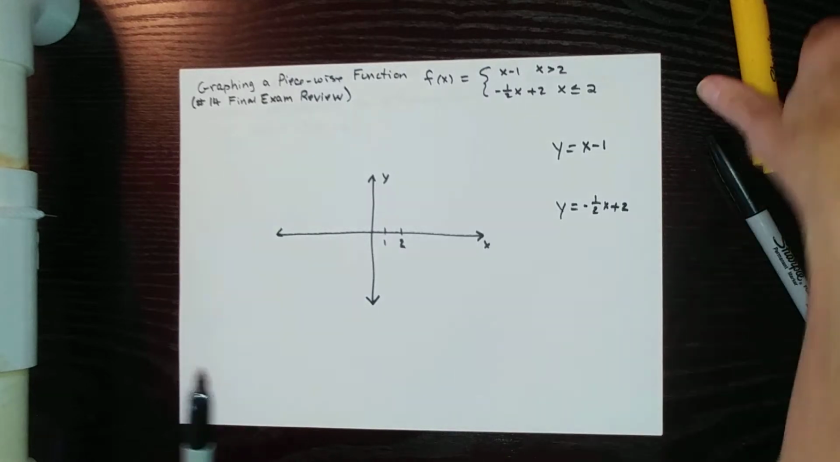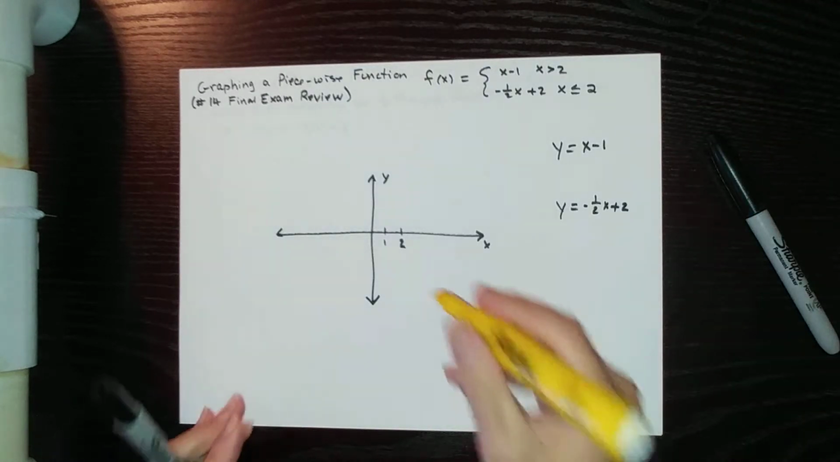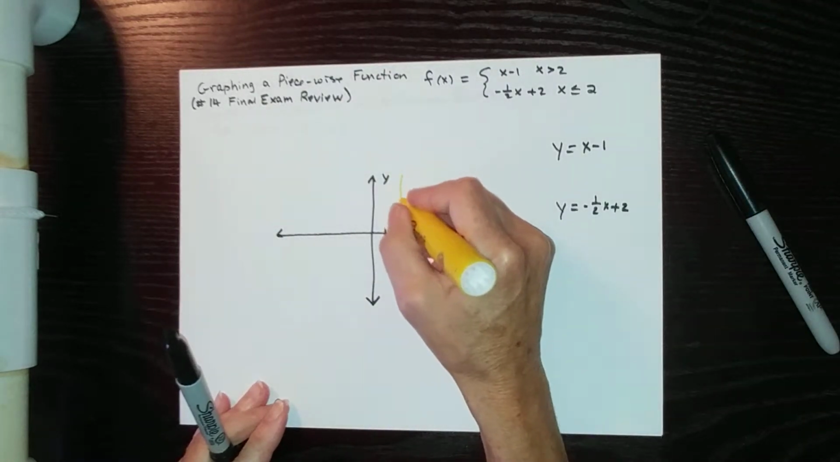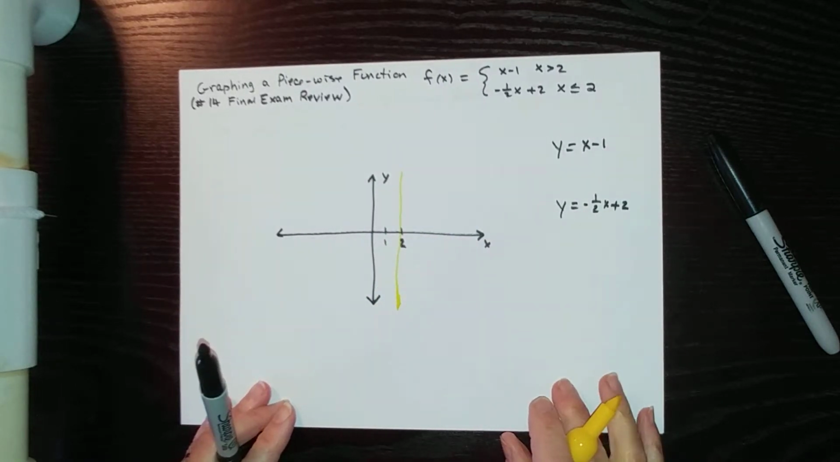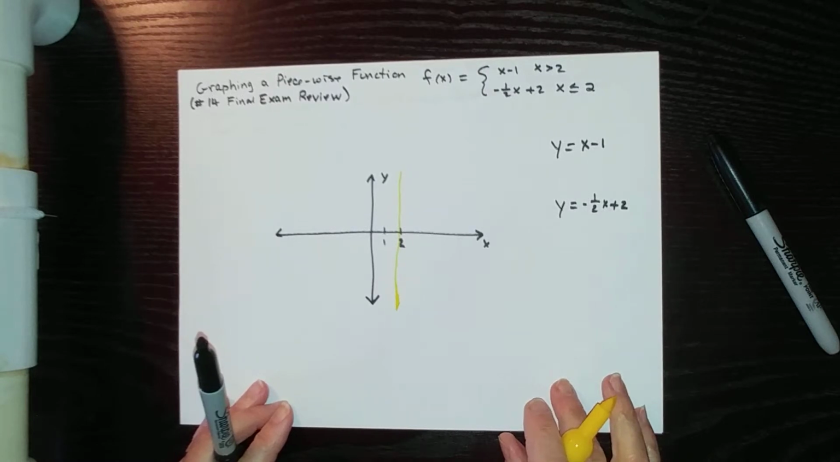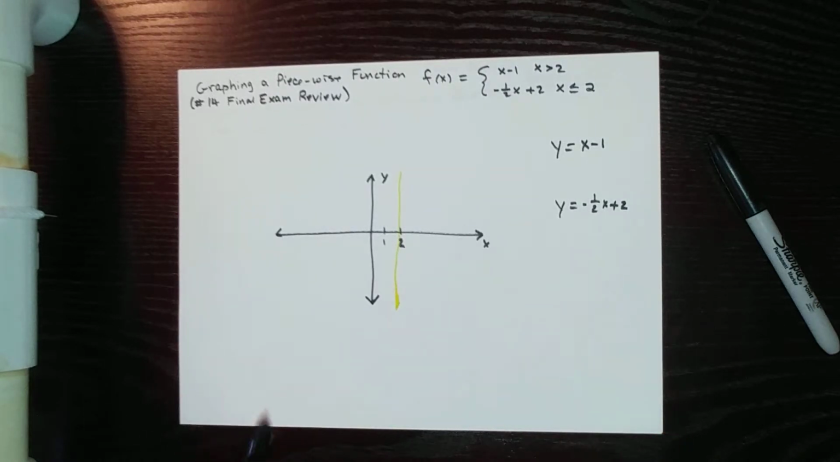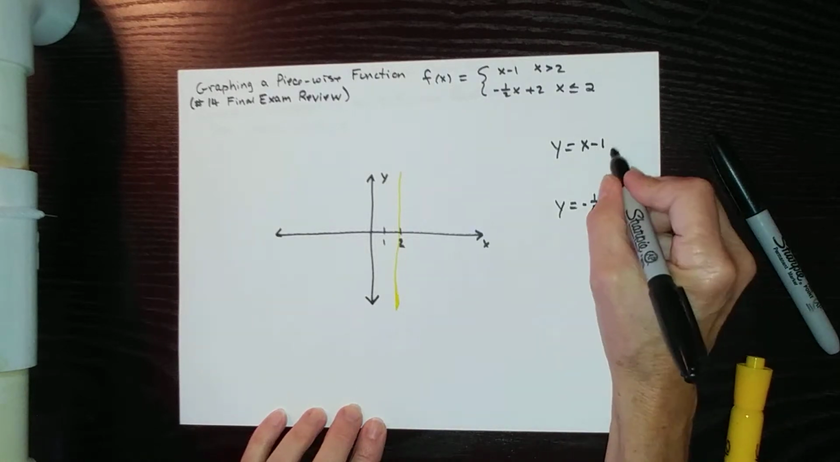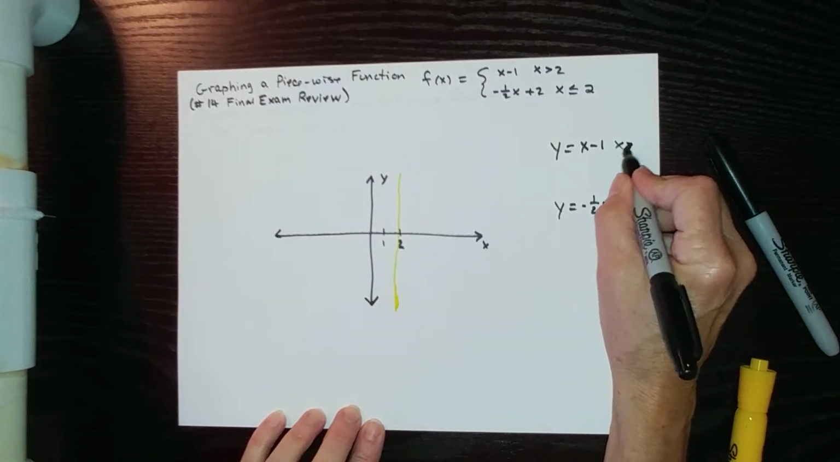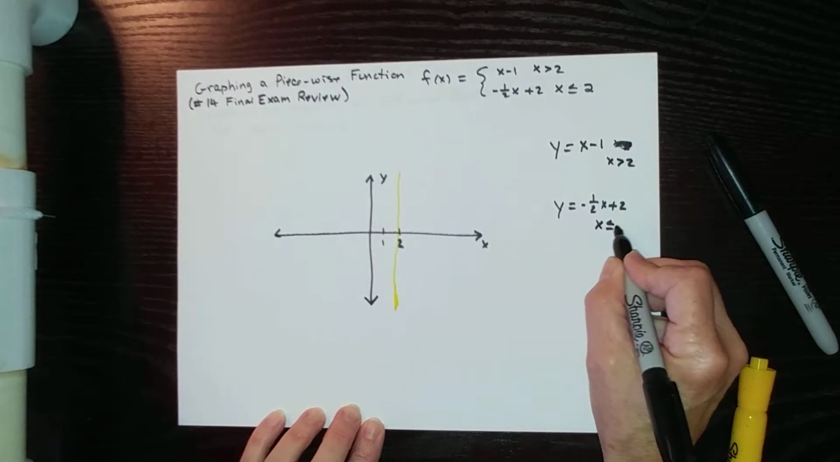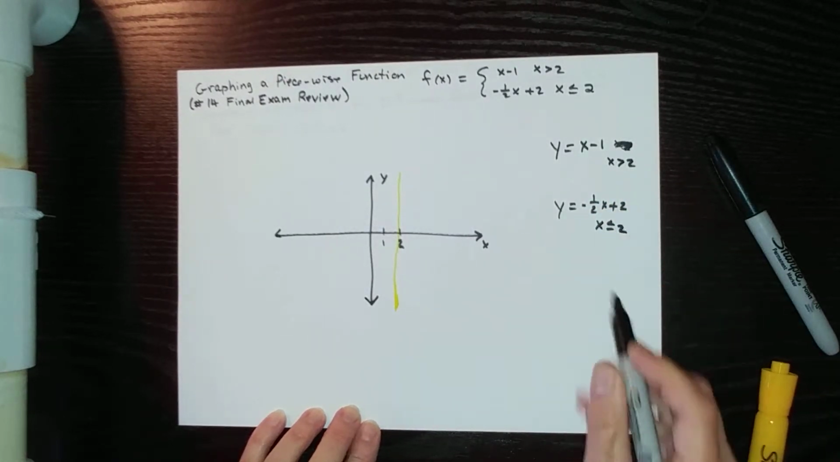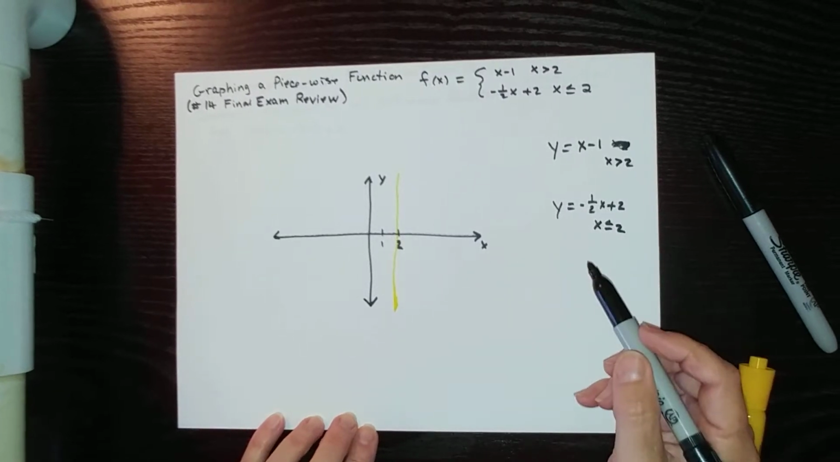I don't have a pencil with me, which is good to have when you are doing piecewise functions. So I'm just going to draw this yellow line down the middle at x equals 2 to help me remember where each piece goes. So x minus 1 is for values greater than 2, and this is for less than or equal to 2. I'm going to do the less than or equal to 2 part first.